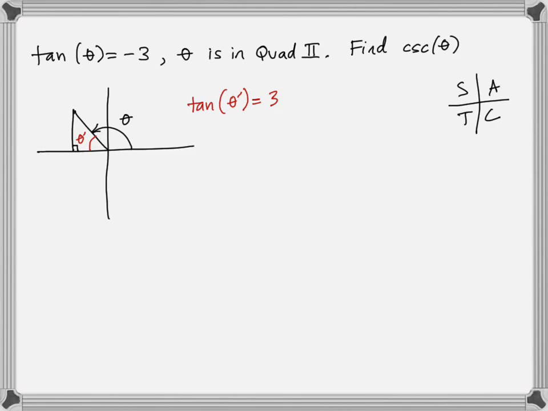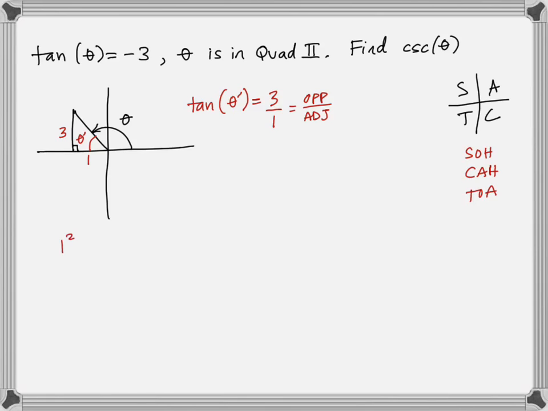Sine, cosine, tangent of reference angles are always positive. They always lose that negative value. So I'm going to think of that 3 as 3 over 1. So again, I'm thinking about my SOHCAHTOA. Tangent is opposite over adjacent. So I'm going to make my opposite side 3 and my adjacent side is 1. And then I'm just going to fill out that triangle.